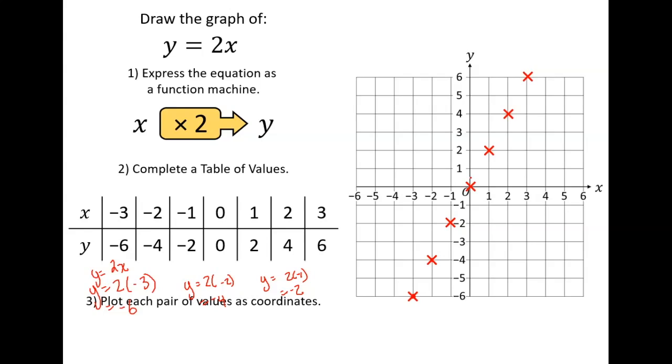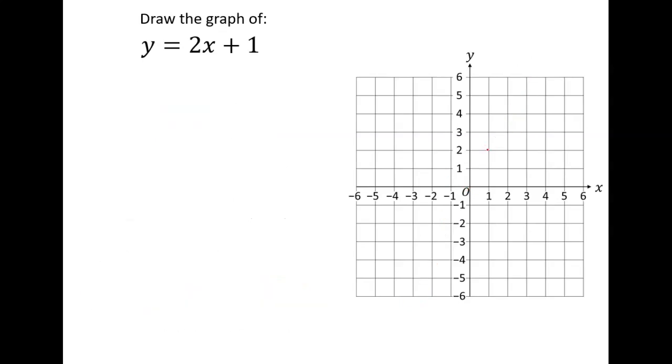So way more points than you need to graph this line. But then you're going to join the points, make your line, and write your equation of a line. Typically, I like to see arrows on both ends because, again, that tells the reader or whoever that this line goes on forever. It's an infinite linear function.